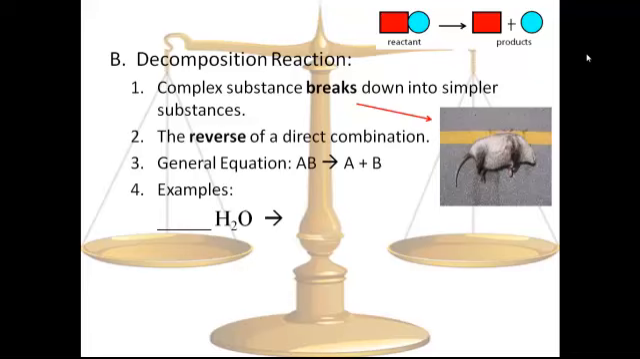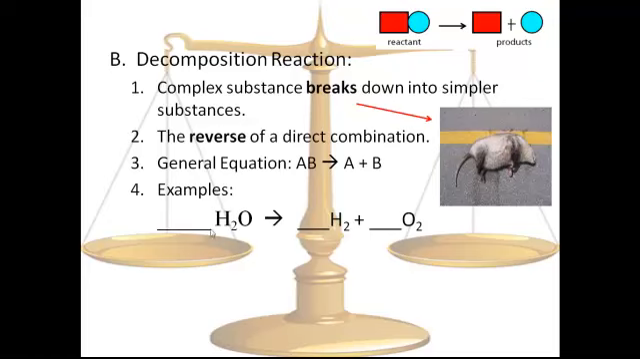For example, water. Water can break down into H and O. Now H and O are part of those special 7 atoms that you starred on your periodic table that have to exist as a diatomic atom. So H2 and an O2. H2O breaks down into H2 and O2.